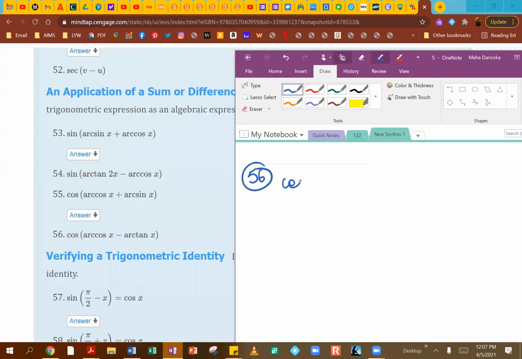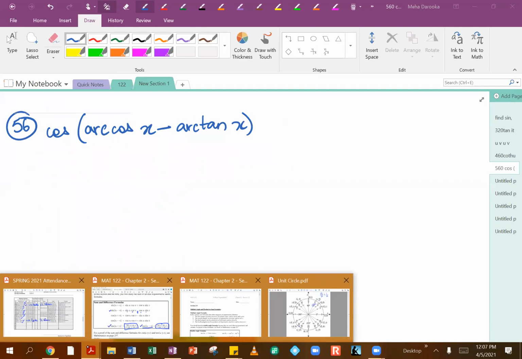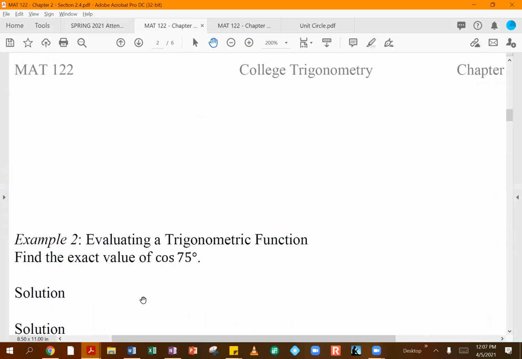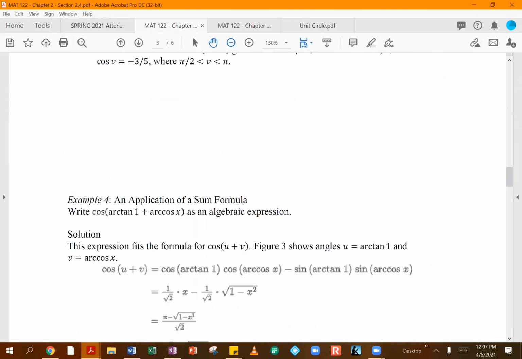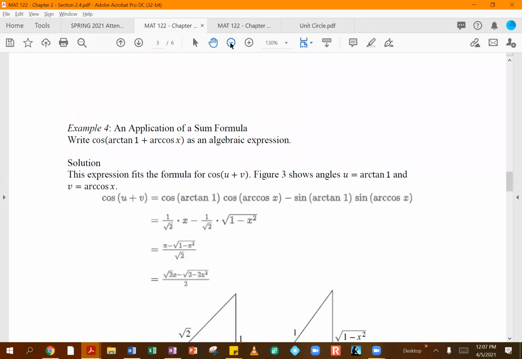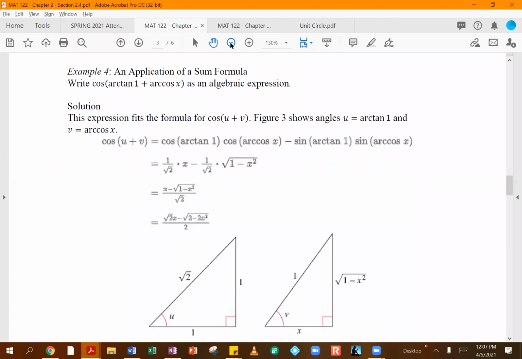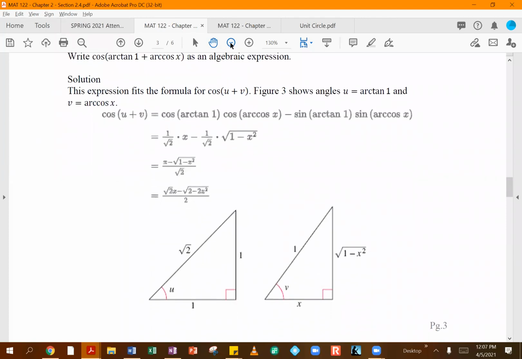So we are given cosine of arc cosine of x minus arc tangent of x. And you do actually have examples similar to this one in your handout. So right over here, it's kind of this process that we would have to look at.